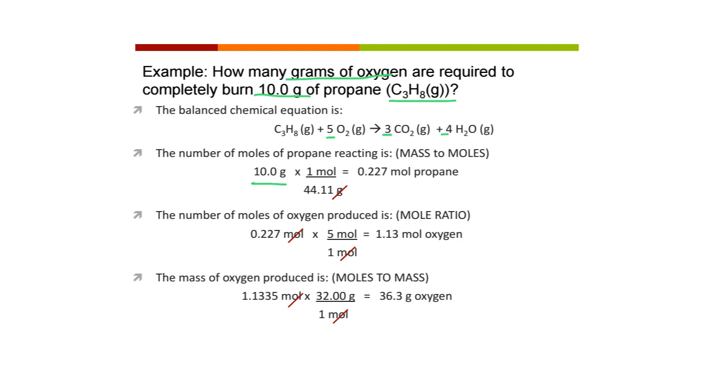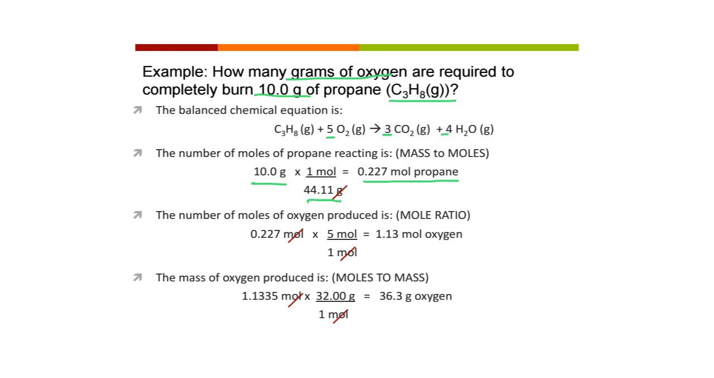Then we convert our mass of propane, which is 10 grams, into moles of propane by dividing by the molar mass of propane, which is 44.11. So then we get 0.227 moles of propane. Now that we have the moles of propane, we can convert it into moles of oxygen using our molar ratio.